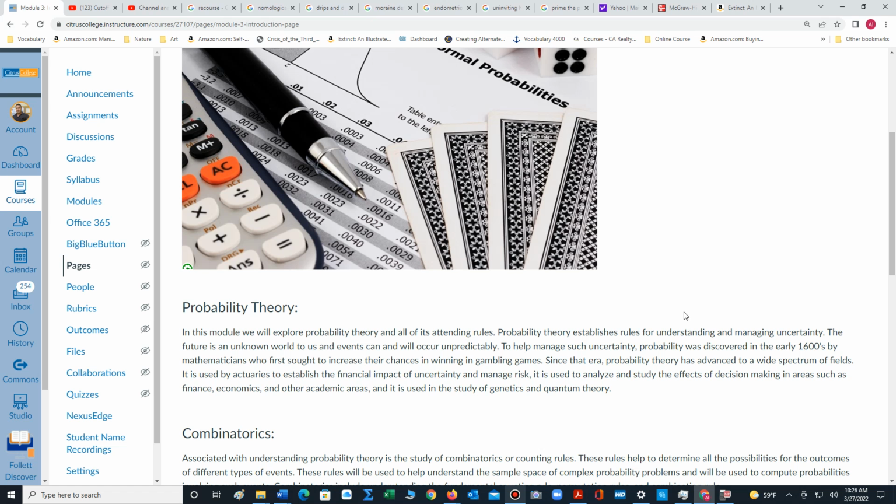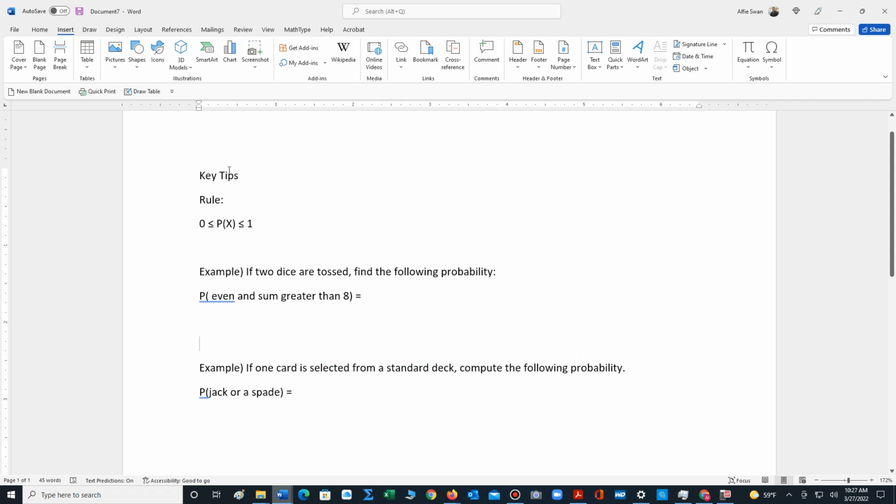Currently, it's used by actuaries to establish the financial impact of uncertainty and manage risk. It is used to analyze and study the effects of decision making in areas such as finance, economics, and other academic areas. And it's studied in genetics and quantum theory. We'll look at some basic examples involving probability theory.